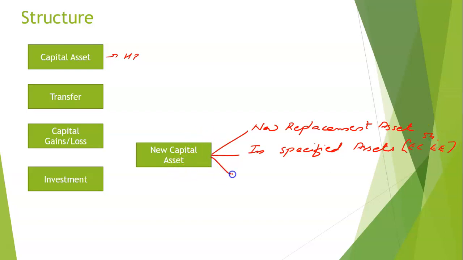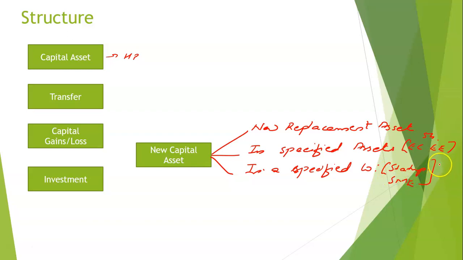Or the assessee can choose to invest in a specified company, generally a startup or a small or medium enterprise.